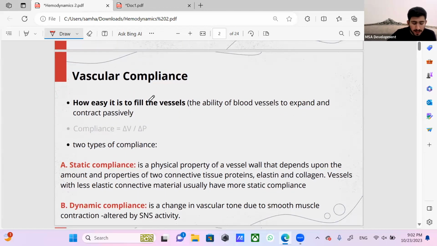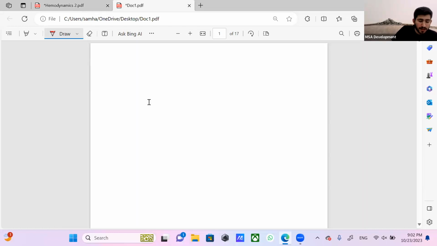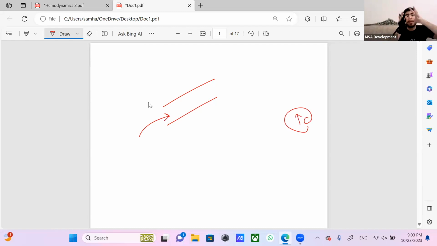So the first concept in this lecture is vascular compliance. Compliance in Arabic is al-muruna, for any Arabic speakers. It is how easy it is for the blood vessels to expand, okay? Assuming we have this blood vessel and we are pushing blood in it, if it has high compliance, then it is easy for it to expand. And so this blood vessel will become like this, and it will contain a very high blood volume.